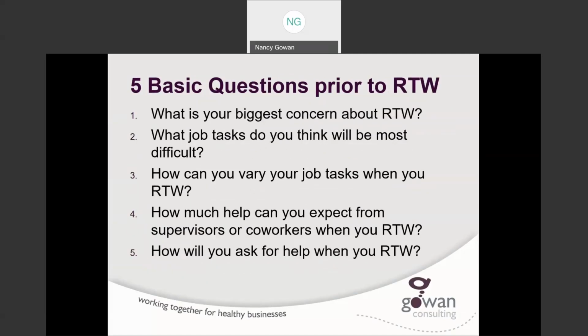There are 5 basic questions that you might ask prior to return to work. What is your biggest concern about return to work? What job tasks do you think will be most difficult? And how can you vary those job tasks when you return to work? You'd want to ask about how much help they can expect from supervisors and coworkers and how they might ask for that help. Again, it is function-based, obstacle and barrier-based questioning to allow you to focus on what might be the barrier to return to work.